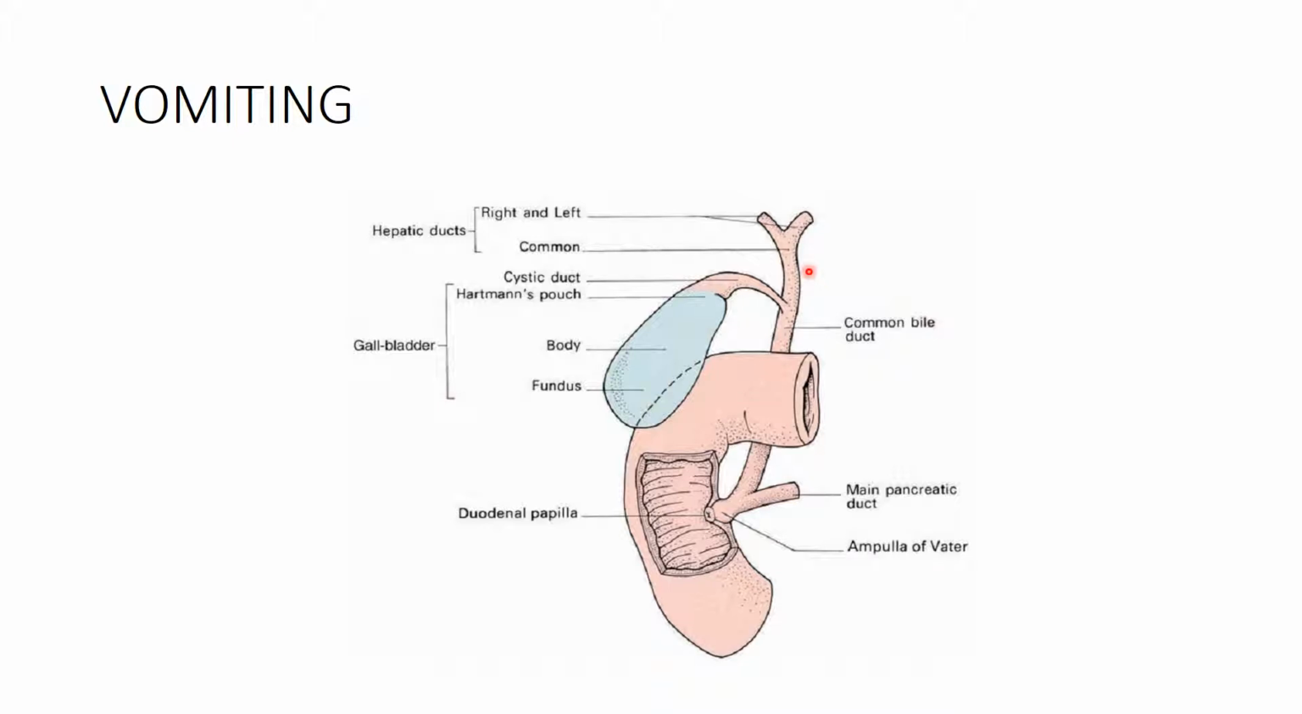You remember, this is the diagram. Here you see the right and left hepatic ducts meet to form the common hepatic duct, that fuses with the cystic duct and forms the common bile duct. The common bile duct, posteriorly in relation to the duodenum, meets the main pancreatic duct. This is the ampulla of Vater. Carcinoma of the ampulla of Vater is a very common MCQ, and this opens into the duodenal papilla.